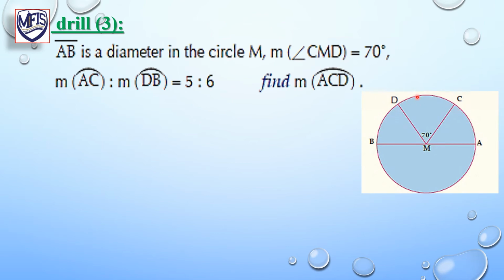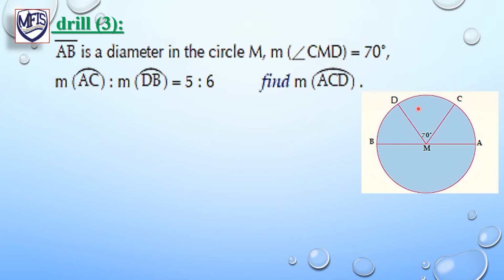Arc ACD here consists of two arcs, AC and CD. The measure arc CD equals 70, equals the central angle which subtends arc CD. So if I can find the measure arc AC, then add measure arc AC to CD, I can find the measure arc ACD. How to find the measure arc AC? Now from the ratio.